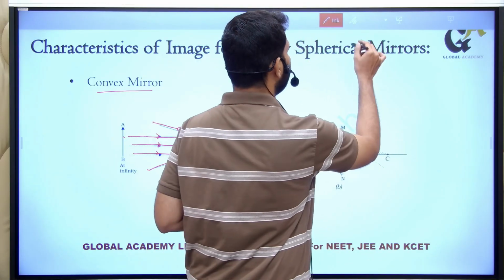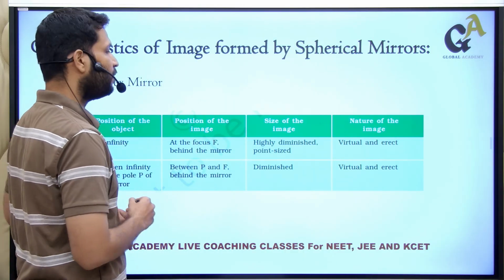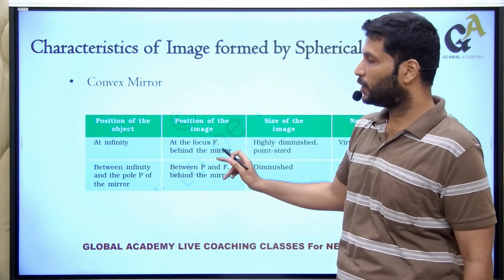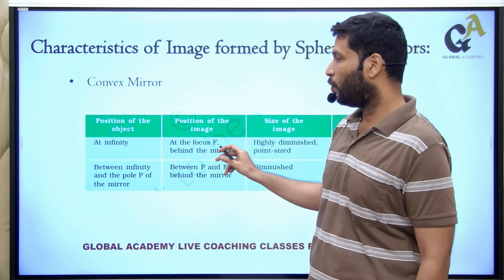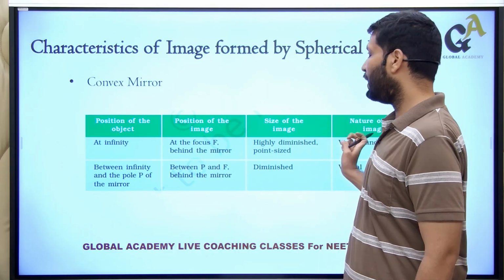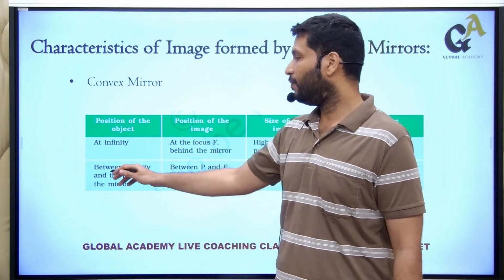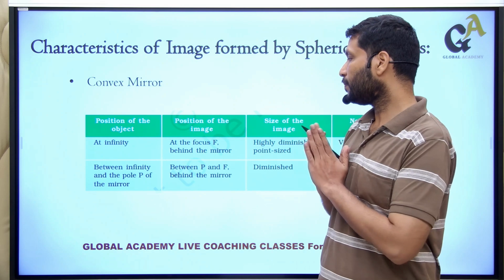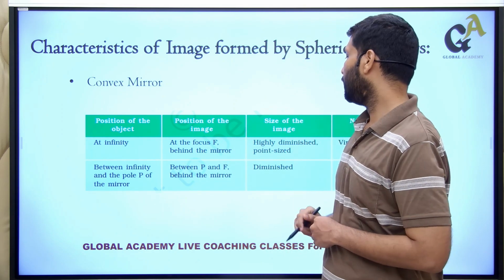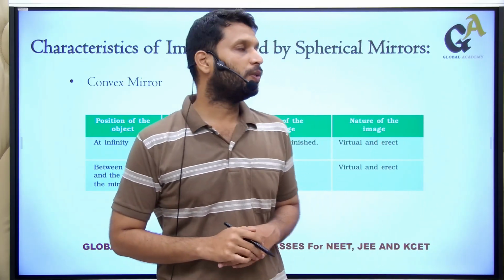So therefore, if you tabulate all these things in a table, you will get this information. First one is the position of the object at infinity. You will get the position of the image at the focus, so that is behind the mirror, which is a virtual and erect image. Next one is, if you keep the object between infinity and the pole, you will get the image position between the pole and the focus, which is also a diminished image compared to the size of the object, right? So this is for today.